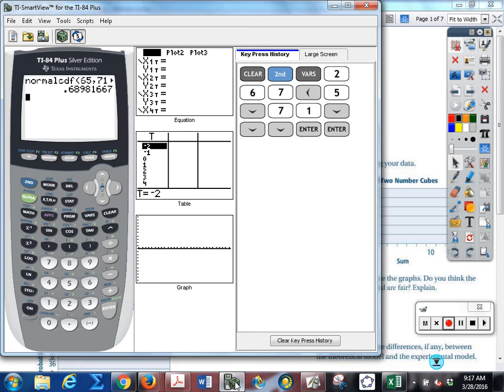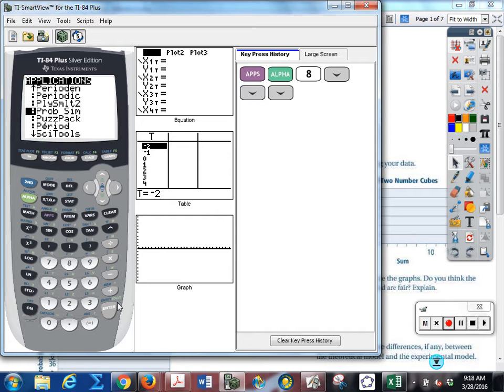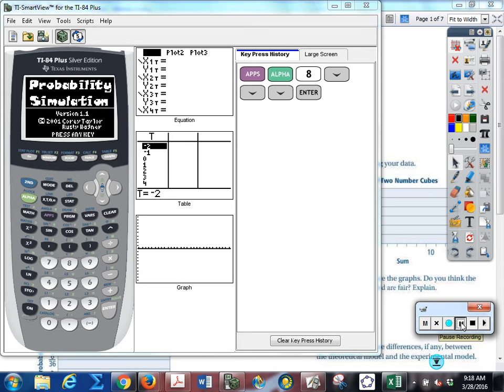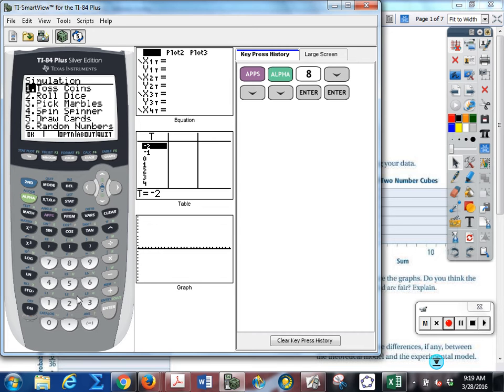So on your calculator, I need you to go to right here, this button that says apps. So notice you can see what I pushed. And then I need to go down, and it's in alphabetical order, and I need to go down to probability simulation. So I'm going to push alpha P so that I can get down to the P's, and I'm going to go to probability simulation. So I am going to press any key, and then I am going to go to roll dice.